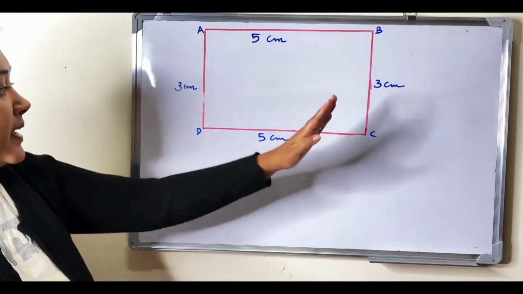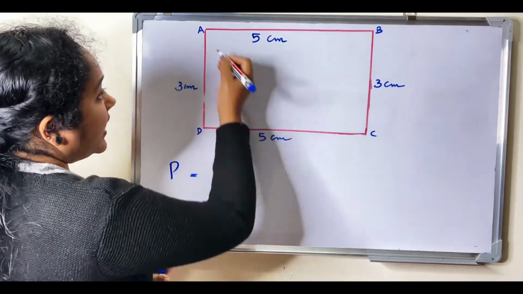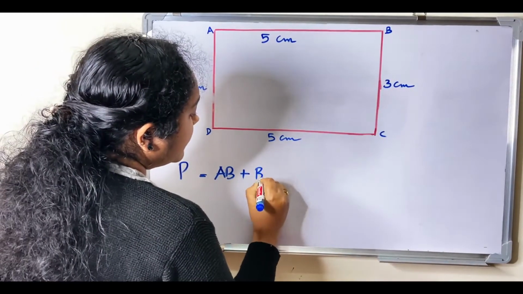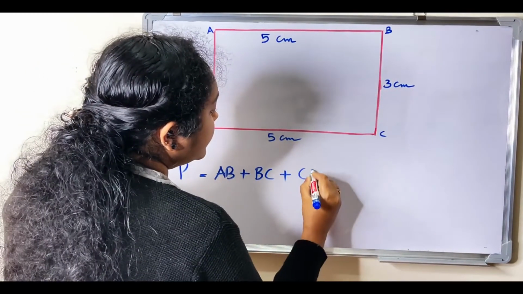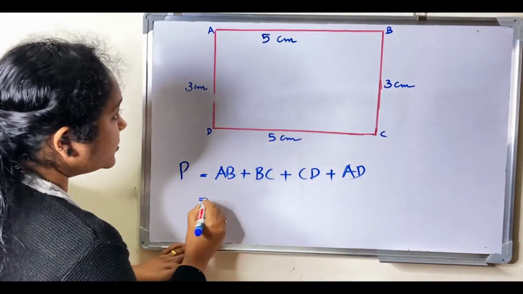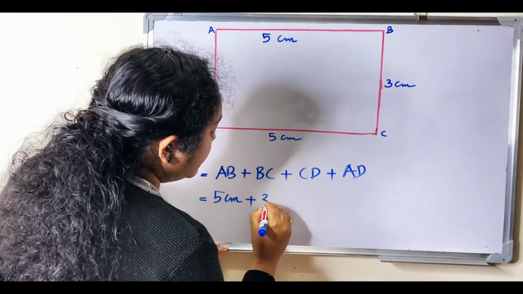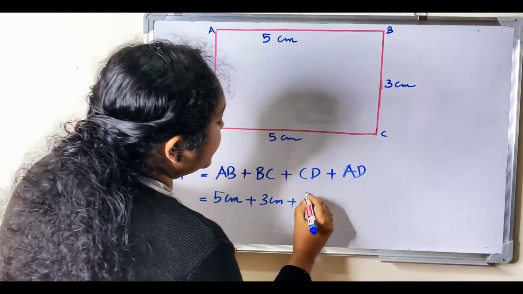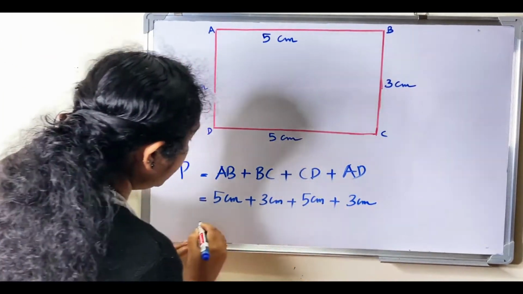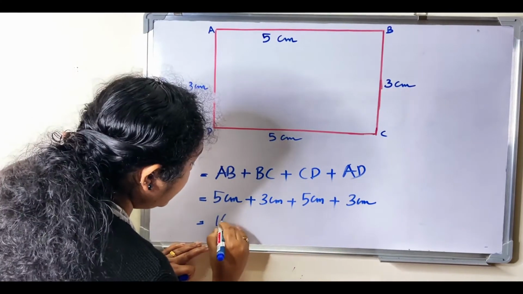Here is a figure ABCD. The perimeter of the figure ABCD is AB plus BC plus CD plus AD or DA. That is equal to AB is 5 cm plus BC is 3 cm plus CD is 5 cm plus AD is 3 cm. So the perimeter of the figure ABCD is 10 plus 6, which is 16 cm.